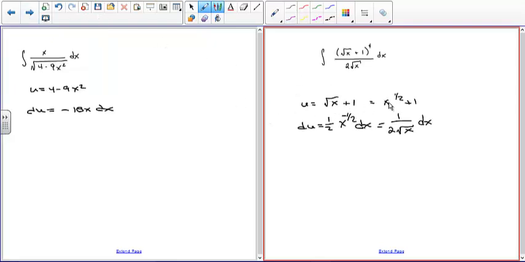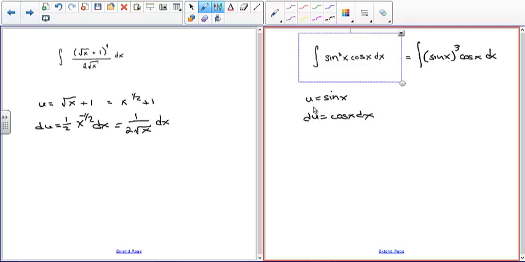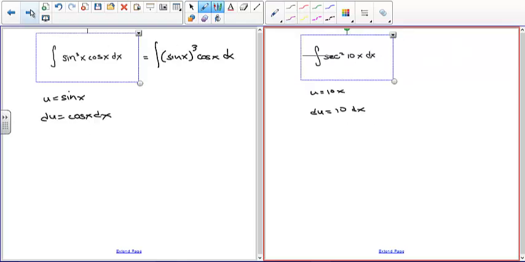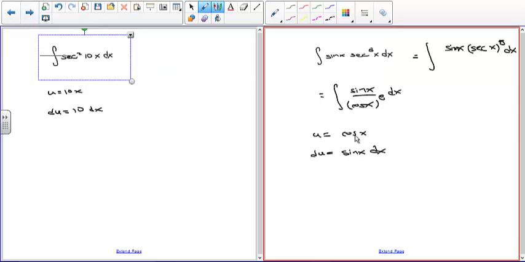Here, I rewrote it as x to the 1/2 power plus 1. So the 1 goes to 0 when I take the derivative. So you get 1/2 times x to the minus 1/2, and then I rewrite it as this with my dx on the end. Here, the derivative of the sine is the cosine of x multiplied by dx. Here, the derivative of 10x is 10 multiplied by dx, and the derivative of the cosine is minus the sine.